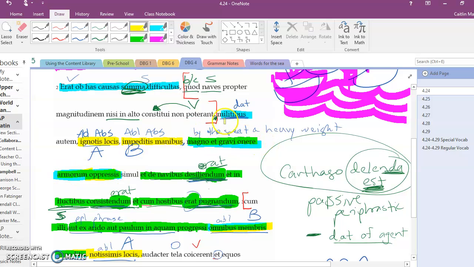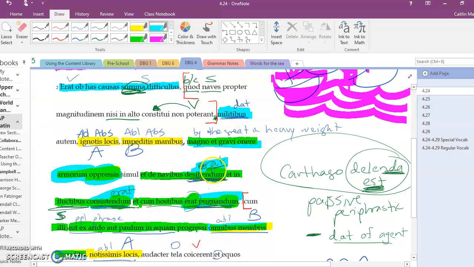their armorum. Or we could say that the oppressis here is referring back to the militibus, right? With their membris having been impeditis, the militibus having been oppressis by the magno et gravi onere armorum. Either way, it all expresses the same thing. And those dative soldiers that we're hanging on to in this second part of the sentence are dative because they desiliendum erat and consistendum erat and pugnandum erat, which take datives of agent, right? These passive periphrastics take datives of agent.